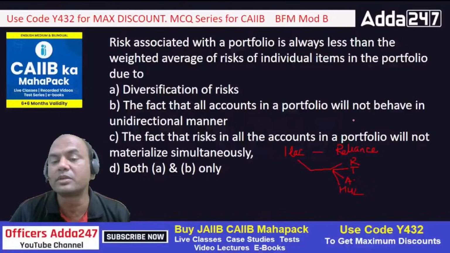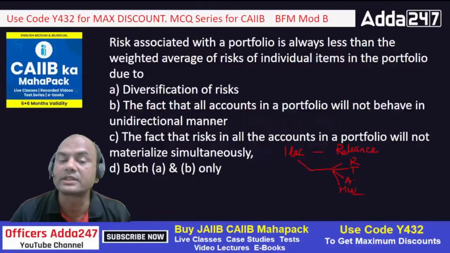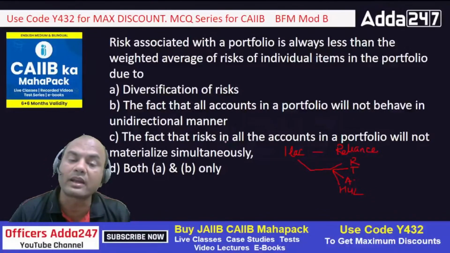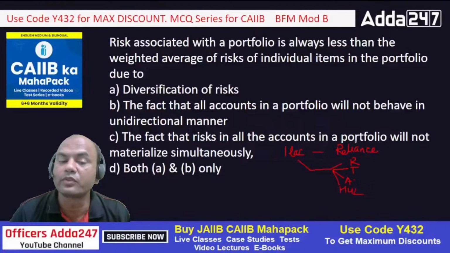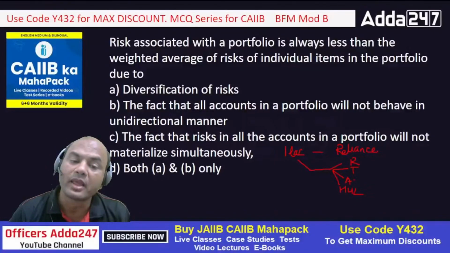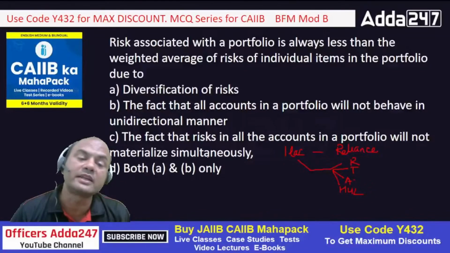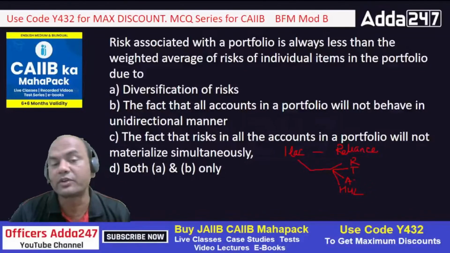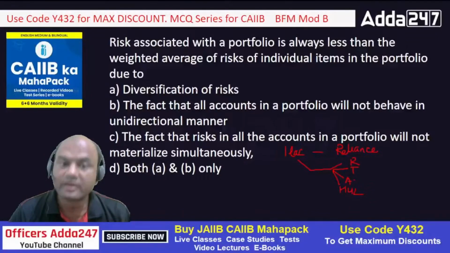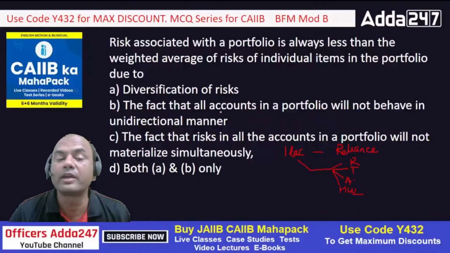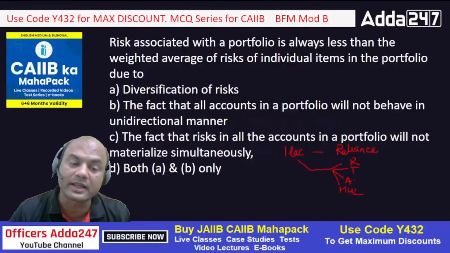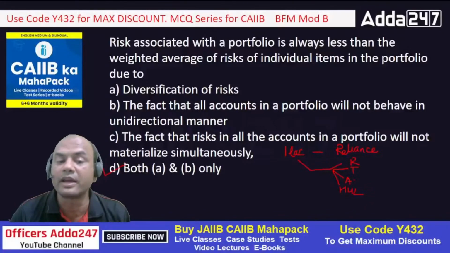So all the accounts in the portfolio will not behave in a unidirectional manner. The fact that risk in all the accounts in the portfolio will not materialize simultaneously, and both A and B. So the correct answer is what? Diversification of risk, right? Then all of them will not behave in this unidirectional manner. So the correct answer is D, both A and B, right?